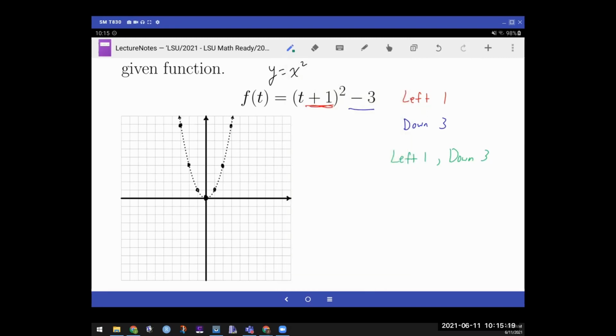All right, so each one, let's track them. So left one, down three. So starting at the origin, left one, down three. Okay, this point right here is going to now be left one, down three. Taking this one now, left one, down three. This one is now left one, down three. And left one, down three. Okay, so here we go.